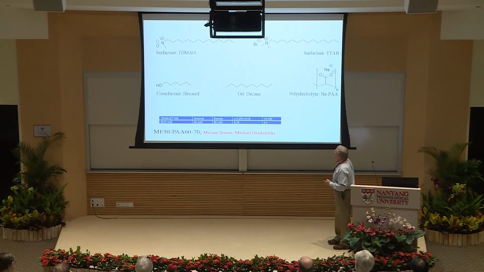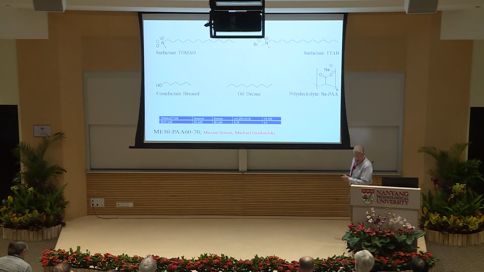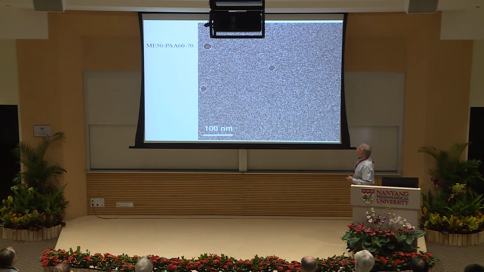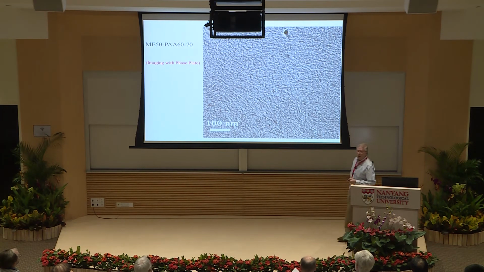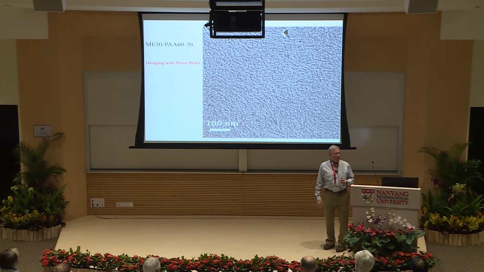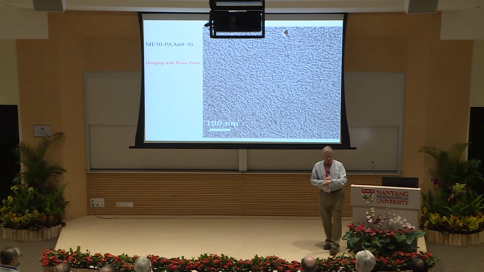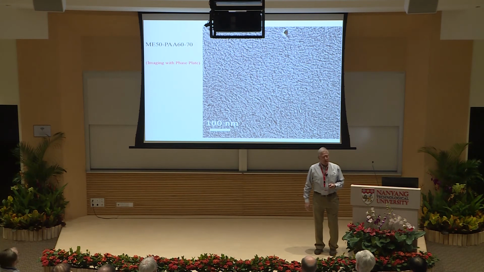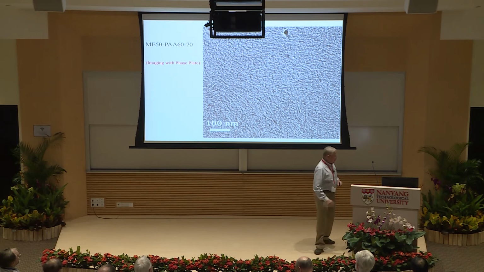Very briefly, this is a type of microemulsion that comes from the laboratory of Michael Gradzielski at the Technical University of Berlin, and it's based on polyelectrolytes and surfactants. I brought it here briefly just to show you that without the faceplates, we can see very little. With the faceplates, we can see very well the thread-like structures that are found at a certain composition of this microemulsion.